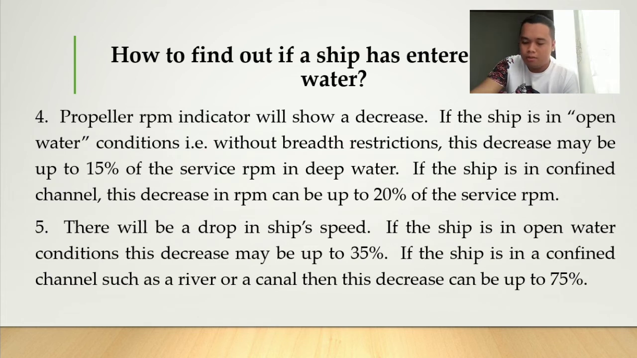This topic is all about how to find out if a ship has entered shallow water. The propeller RPM indicator shows a decrease compared to when the ship is in open water conditions without breadth restriction. The decrease may be up to 15% of service RPM.